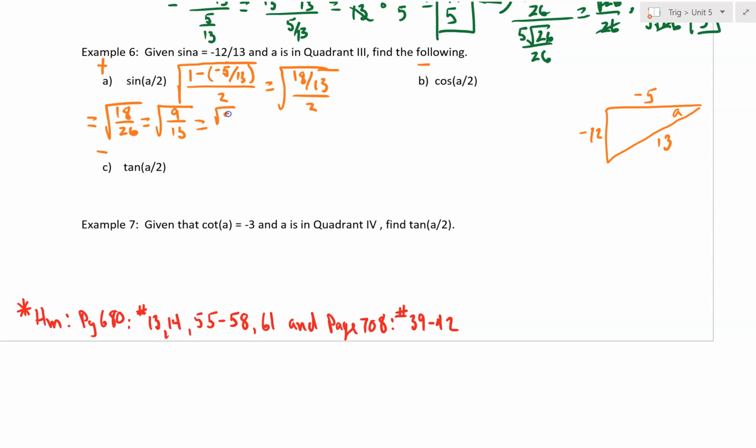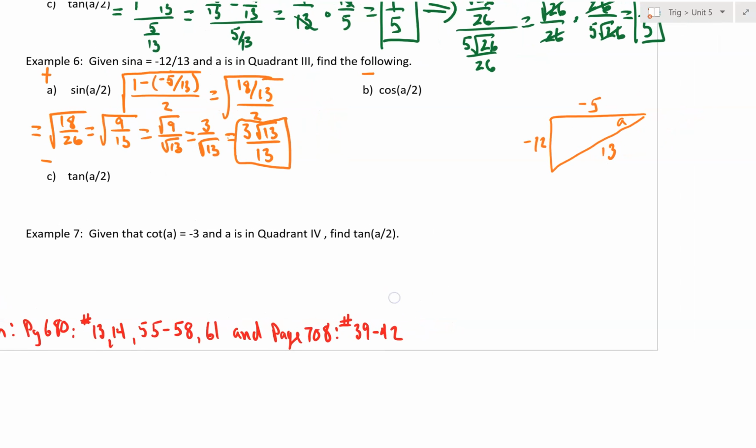That means the square root of 9 over the square root of 13. That makes this 3 over root 13, which makes this 3 root 13 over 13. And here would be our answer to the first one, 3 root 13 over 13. The second one, cosine, it's all kind of the same math.